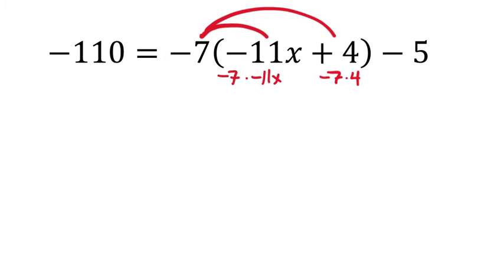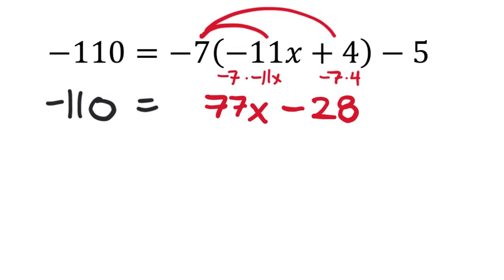Well, negative 7 times negative 11x's. How many x's would that be? It'd be 77 x's. It's a lot of x's. That's okay. And then over here, that's negative 7 times positive 4, which would result in negative 28. So instead of writing that as plus negative 28, I just make that minus 28, and then we're good to go there. So the rest of this equation, negative 110, equals 77 x's minus 28 minus 5. So that's the distribution portion of this equation.